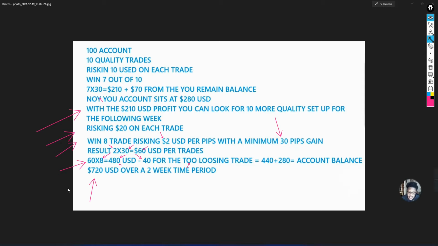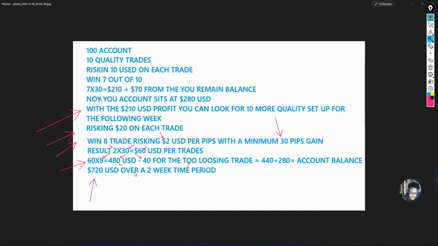Because remember, the account is small and you want to scale the account. So if you are going to risk 270, which would be like $3 per pip using your 10 pip stop loss, at this point you're making 30 pips, that's going to be $90. If you can win 7 out of those 10 trades in your third week with $3 per pip, you win 7 trades, you're going to make 630 USD.